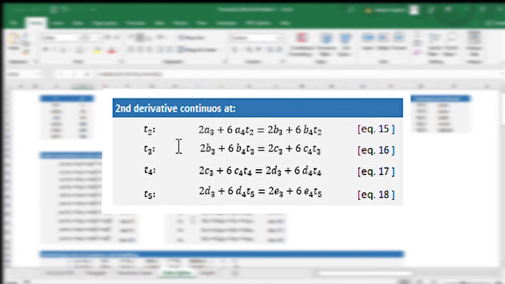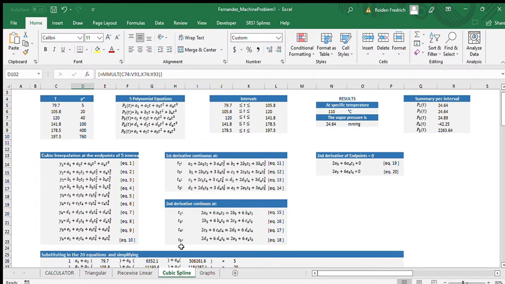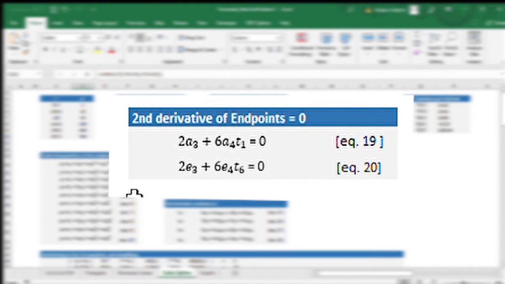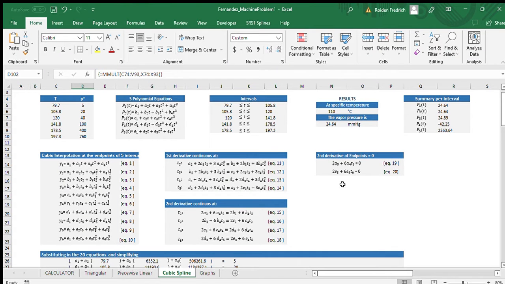Requiring the second derivative of the interpolating functions to be continuous at t2, t3, t4, and t5, we'll have again 4 equations. Finally, with the definition of a natural spline that has a second derivative equal to 0 at the endpoints, it gives 2 equations. Now, we already have the 20 equations. Let us solve for the 20 unknowns.